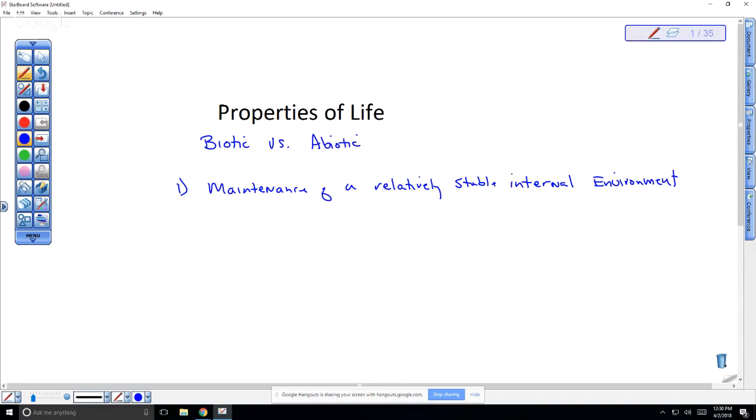Like we maintain a relatively stable temperature, and even if it's off by a couple of degrees, we could feel really sick, right? If our temperature goes from 98.6 to 100, we feel it. So does anybody know the term for that? Homeostasis. Excellent. And this means homeo means same, stasis means state.